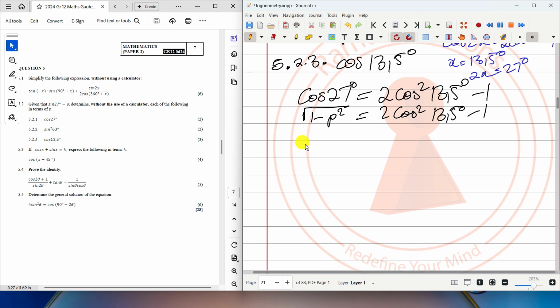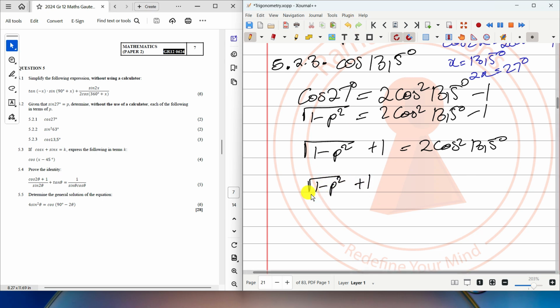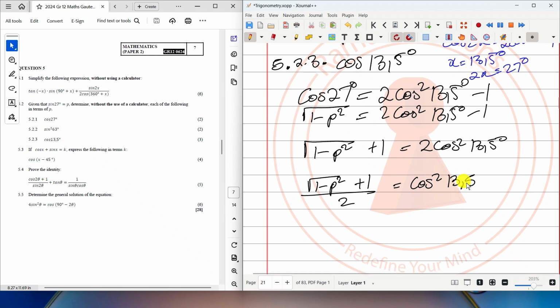So what is this? We're going to say square root of 1 minus p squared plus 1 all over 2 equals cos square 13.5 degrees. Now dividing by 2, we could have done that earlier. All over 2 is equal to cos square 13.5 degrees. Now, we need a square root of this, isn't it?